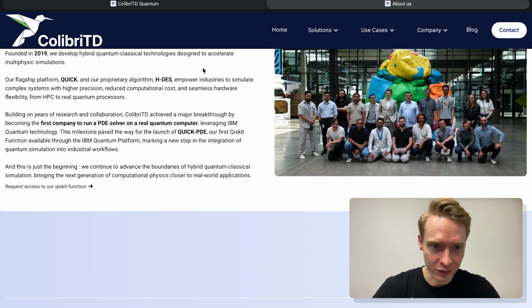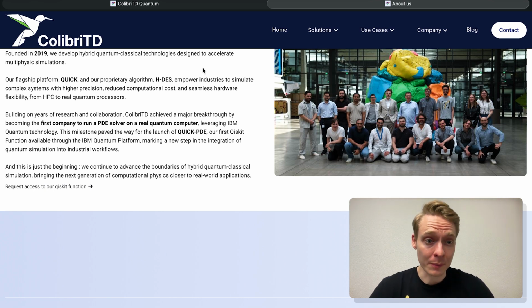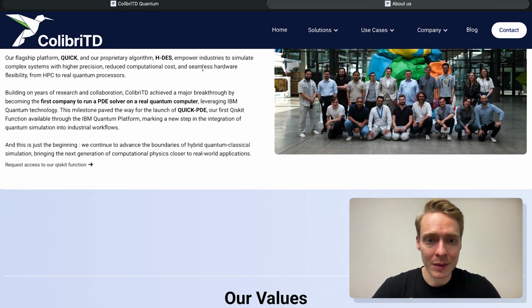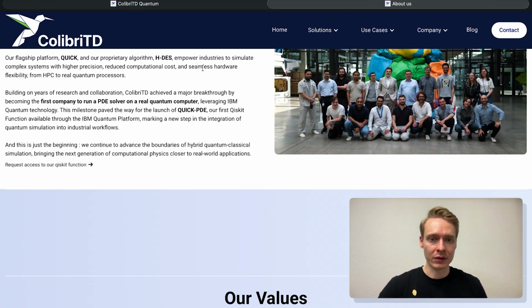Building on years of research and collaboration, ColibriTD achieved a major breakthrough by becoming the first company to run a PDE solver on a real quantum computer, leveraging IBM quantum technology. This milestone paved the way for the launch of Quick PDE, our first Qiskit function available through the IBM quantum platform, marking a new step in the integration of quantum simulation into industrial workflows. And this is just the beginning. We continue to advance boundaries for hybrid quantum classical simulation, bringing the next generation of computational physics closer to real-world applications.